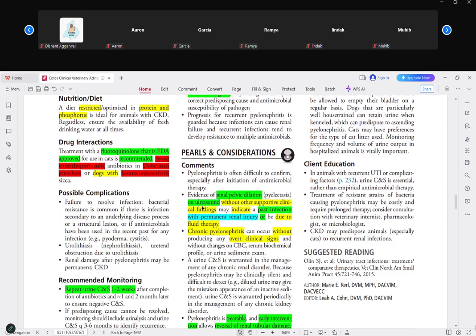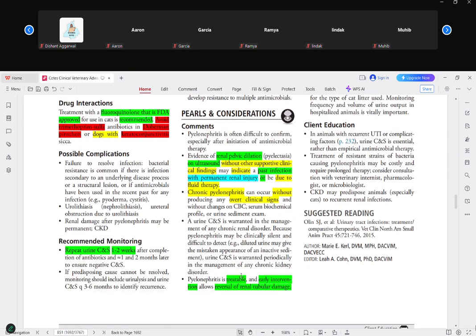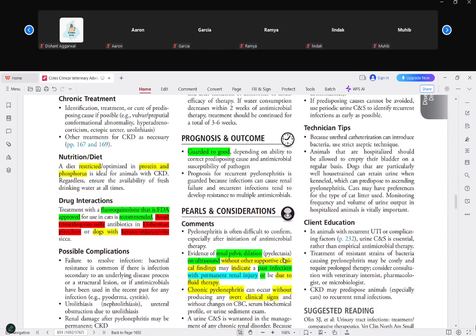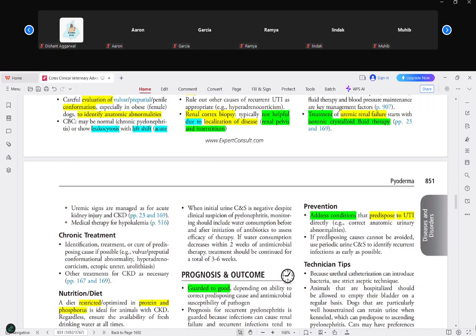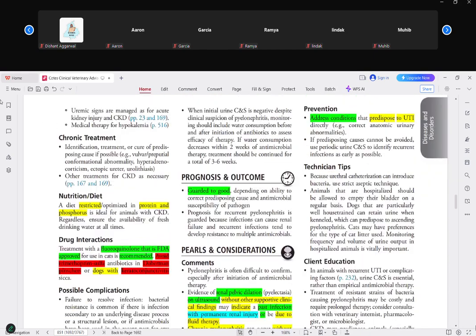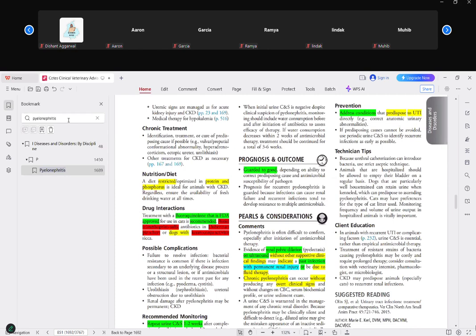So all in all, just remember whenever you find pyelectasia on the ultrasound, one of your differentials should be pyelonephritis. Pyelonephritis, hydronephrosis: these are your two differential diagnoses. Just remember pyelonephritis is treatable if you do early intervention. Otherwise, it's going to lead toward tubular dysfunction. That was pretty much about pyelonephritis.